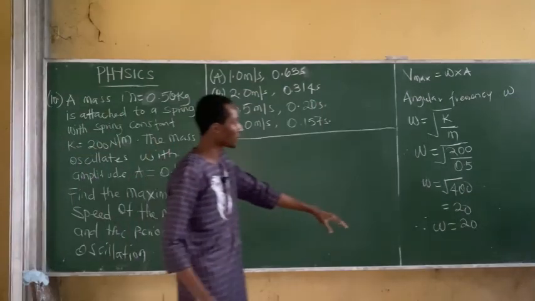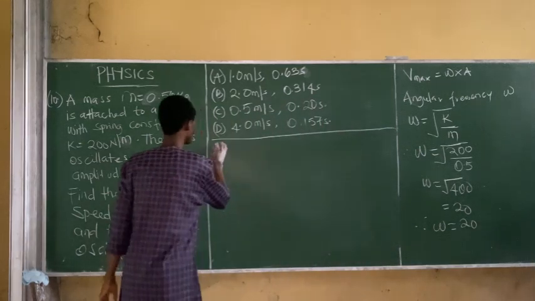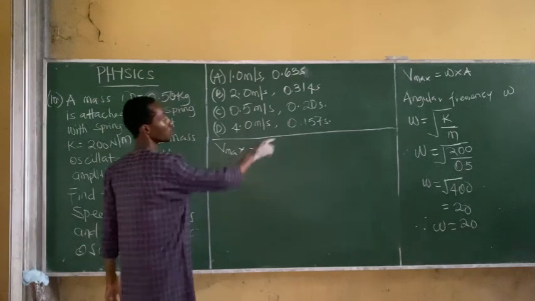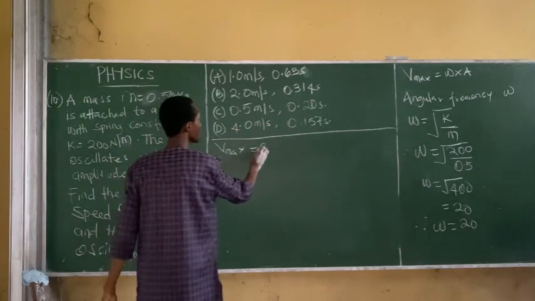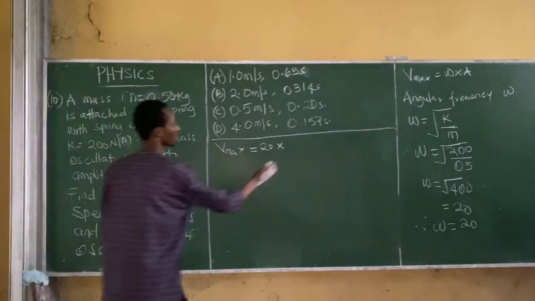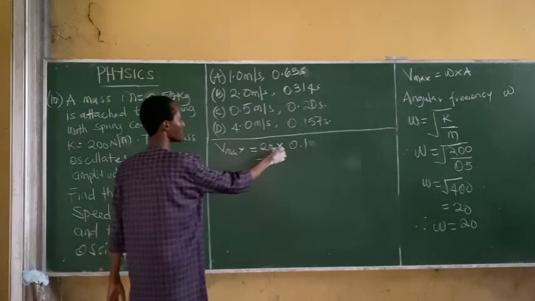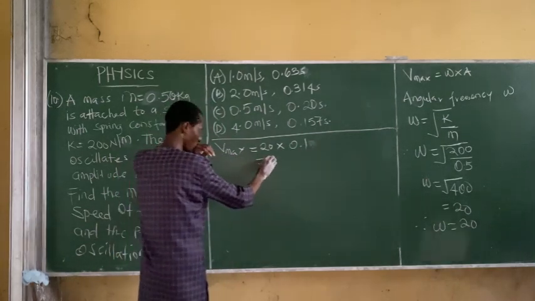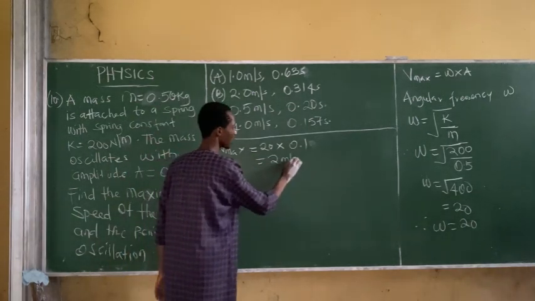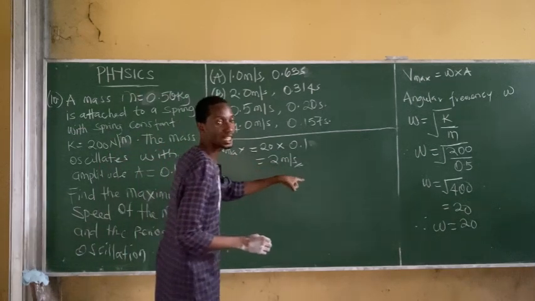Now we have gotten the angular frequency. Let's substitute it into this equation. We have that the maximum speed, Vmax, is equal to omega, which is 20, times our amplitude A. Amplitude is 0.1. 20 times 0.1 gives us what? 2. The unit for speed is what? Meters per second. So we have gotten the first one, the maximum speed to be 2 meters per second.